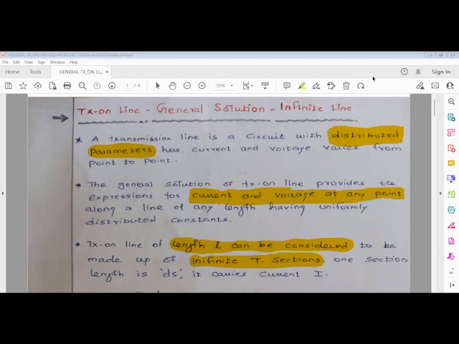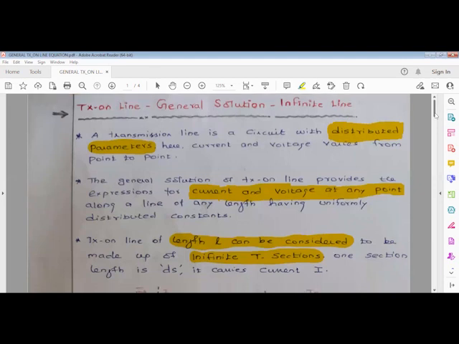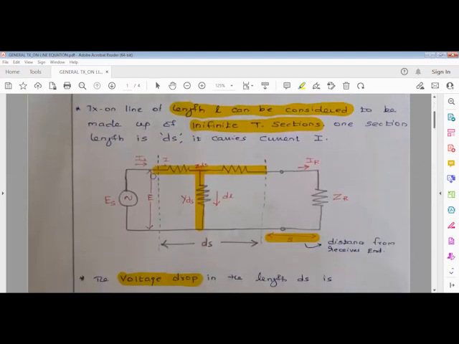Now consider a transmission line of length L. The transmission line is nothing but an infinite number of sections, uniformly distributed. Now consider this is the transmission line, and this is the section; n number of sections connected is called a transmission line. Here S is denoted as the distance from the receiving end. Here Is is the current flow.